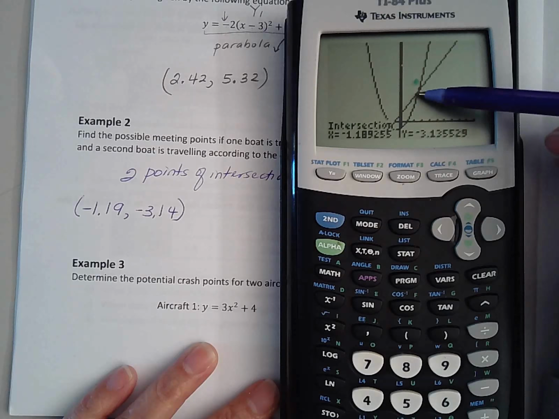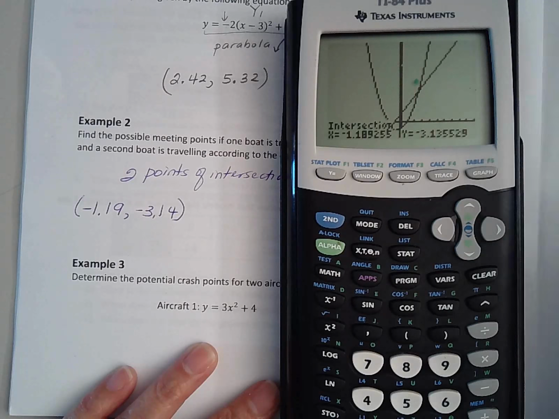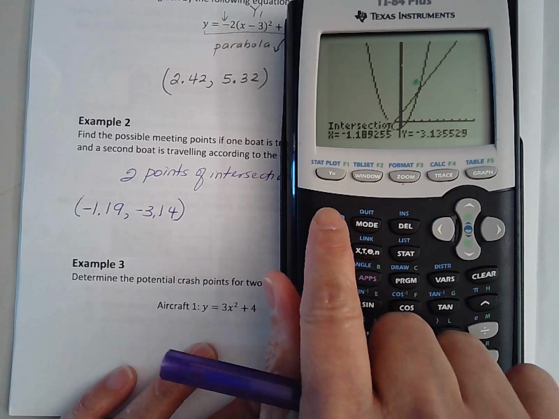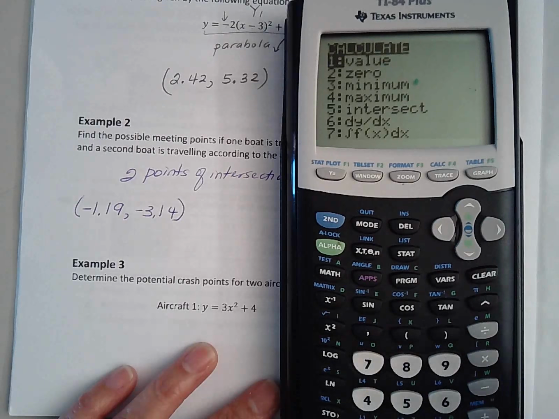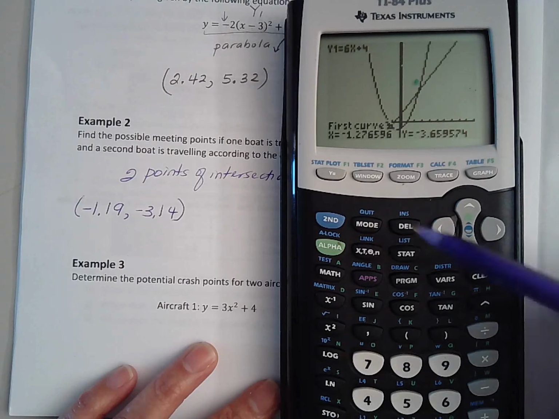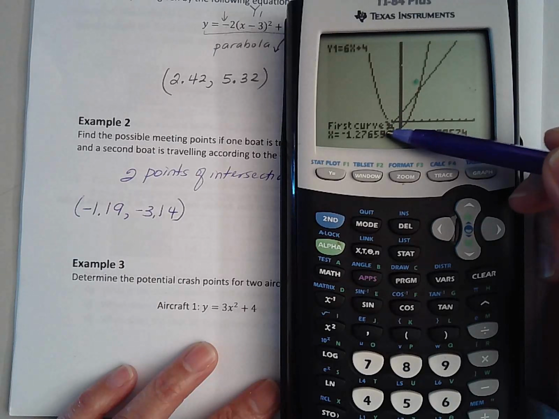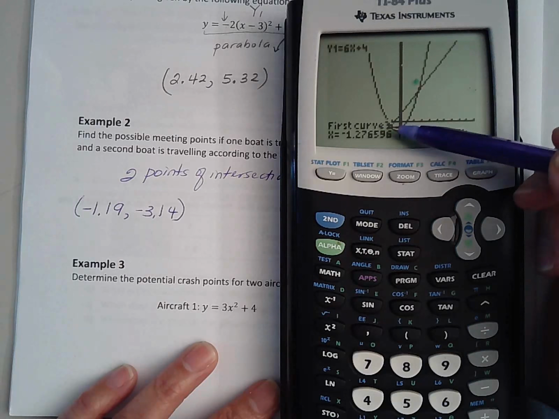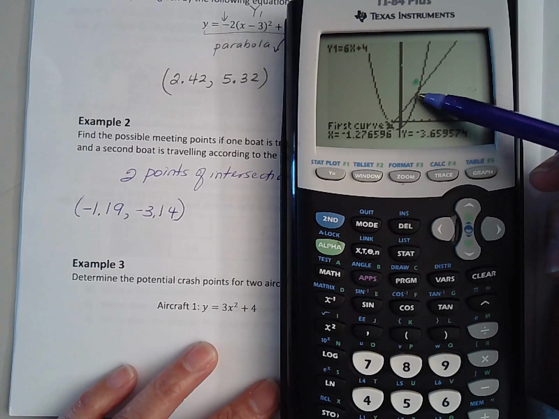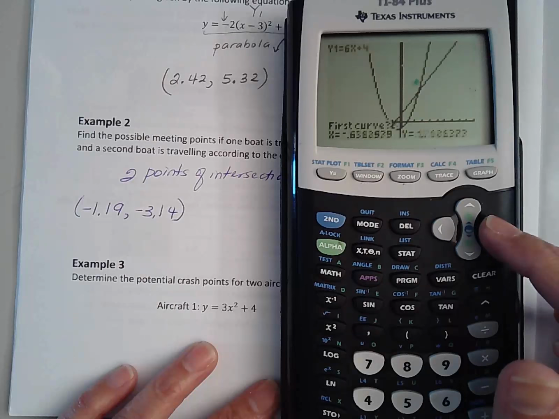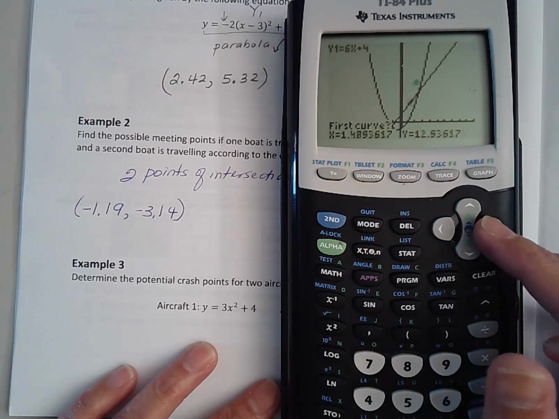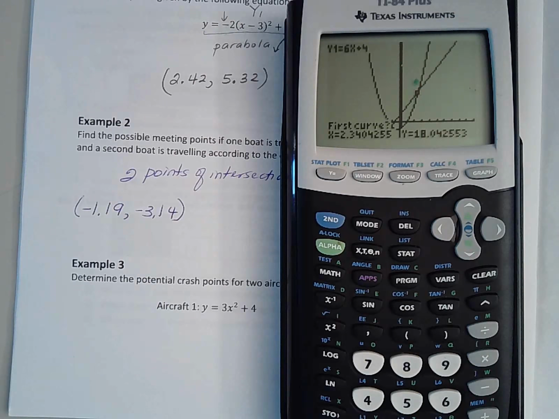Now we have to do the other one as well. So let's do that. Second function trace again. We're gonna go to intersect, press 5. If we keep pressing enter, enter, enter, it's gonna get stuck on that same point of intersection. So we have to tell our calculator, I don't want that one, I want this one. So you move the cursor closer to that particular point.